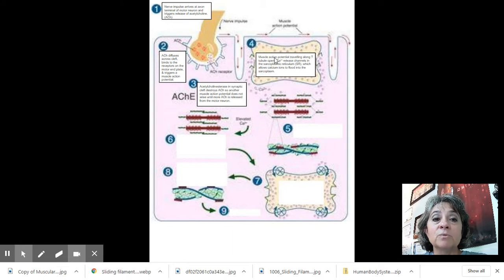Anyway, the calcium is released because of this action potential, the nerve impulse traveling, and that is going to allow calcium ions to just go right into the muscle, to flood them, is what that's talking about there.